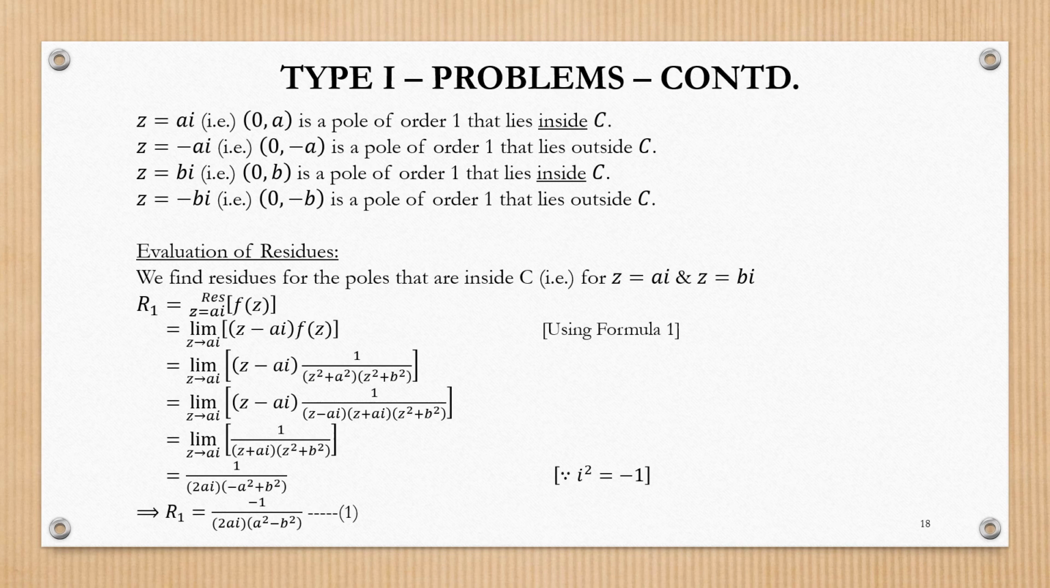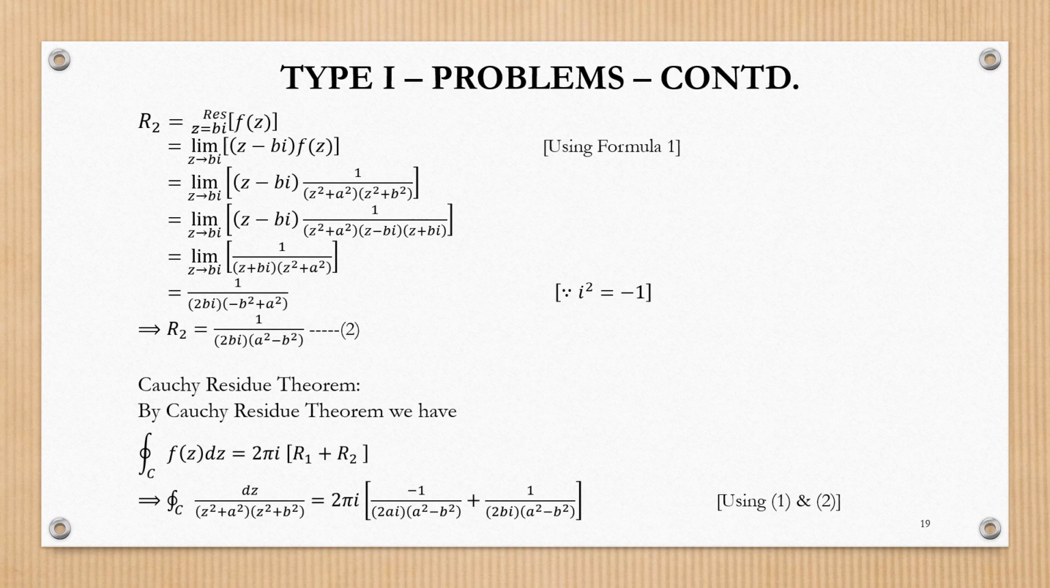For finding the first residue R1 at z equal to ai, I use formula number 1. Limit z tends to a, (z minus a) into f of z. Here it is ai. Therefore, we have limit z tends to ai, (z minus ai) into f of z. Rewrite the value of f of z, and that's 1 by (z square plus a square) into (z square plus b square). Z square plus a square is written in the factorized form, (z minus ai) into (z plus ai), and we keep z square plus b square as it is. Now z minus ai is cancelled. On substituting z equal to ai, we get the result that is given there as r1. Please note that i square is equal to minus 1, and this residue 1 has been represented by equation number 1.